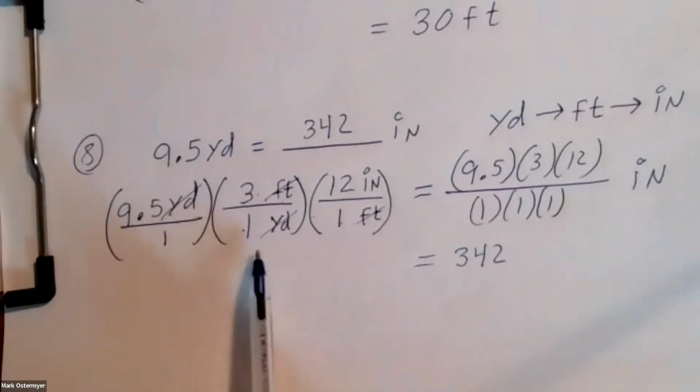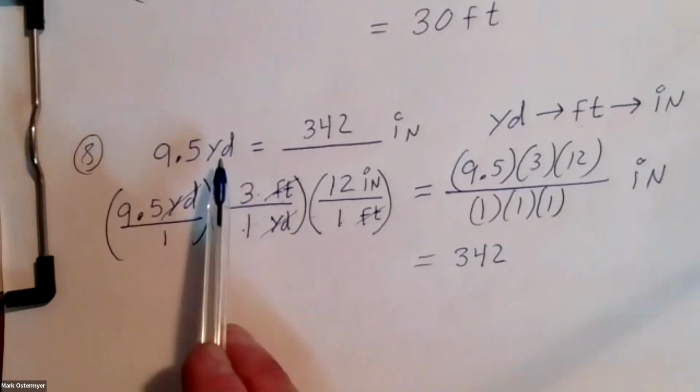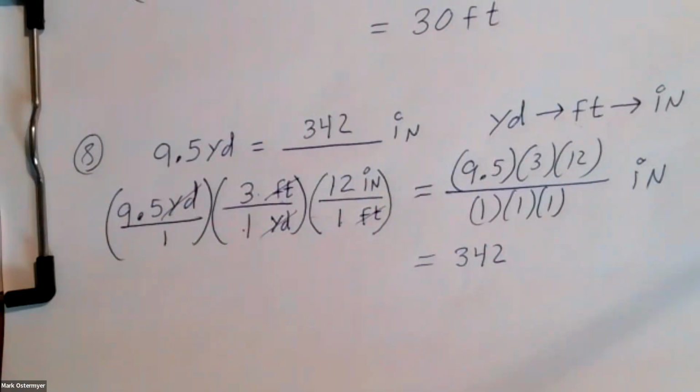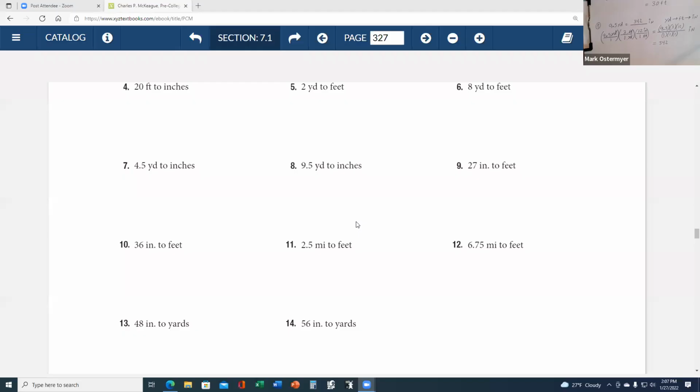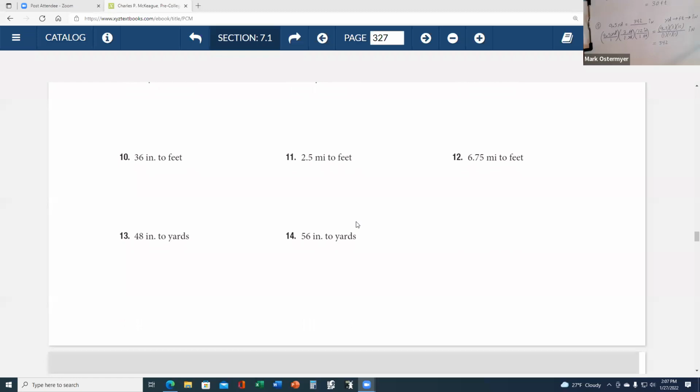See how we strung together 2 unit conversion factors here? We had to, because we did not have a unit conversion factor that linked directly yards to inches. If we had one, I would have used it. You may have to do that. You may have to string together many unit conversion factors to finally go to where you need to go. So that happens all the time. All right, let's see here.